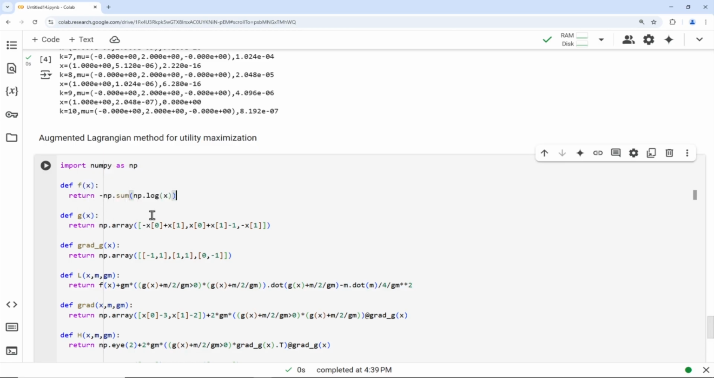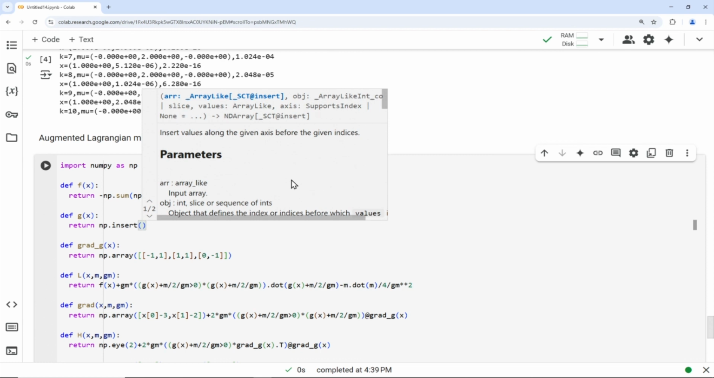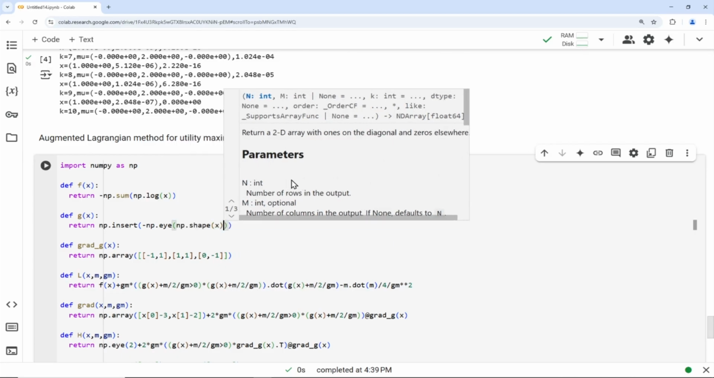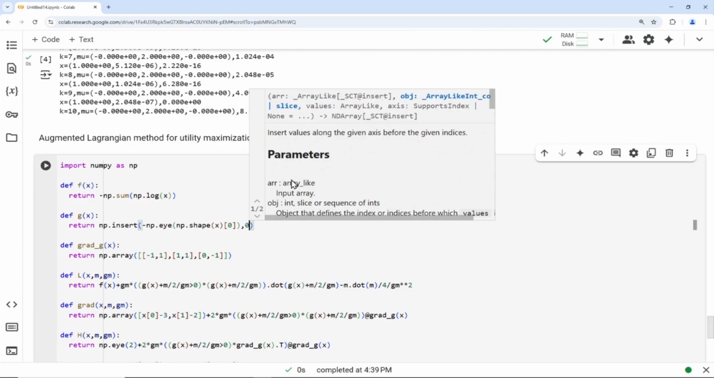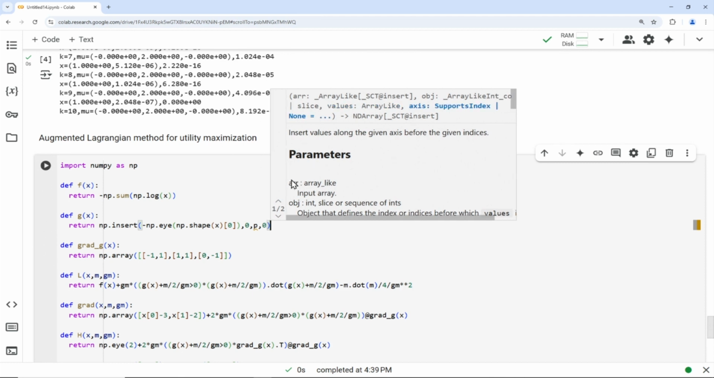So g of x is slightly tricky since you have n plus 1 constraints. The last n constraints are just minus x1, minus x2, dot dot dot, minus xn, and the first constraint is summation pi xi minus w, all less than or equal to 0. I am going to write it this way. This n we can write as the size of x, so the size of x is np.shape of x of 0. This is the negative I of n comma n. Before the 0th row, we need to insert the vector p, p1 p2 dot dot dot pn. So we will write it this way.